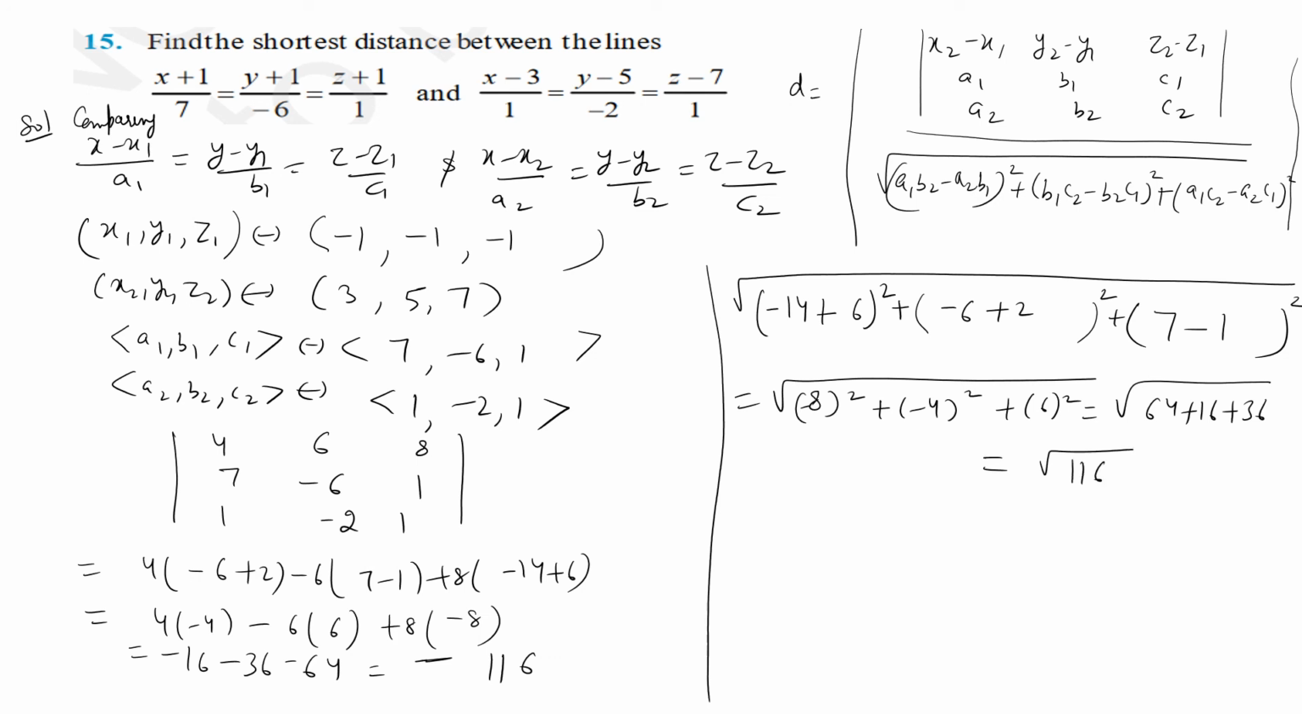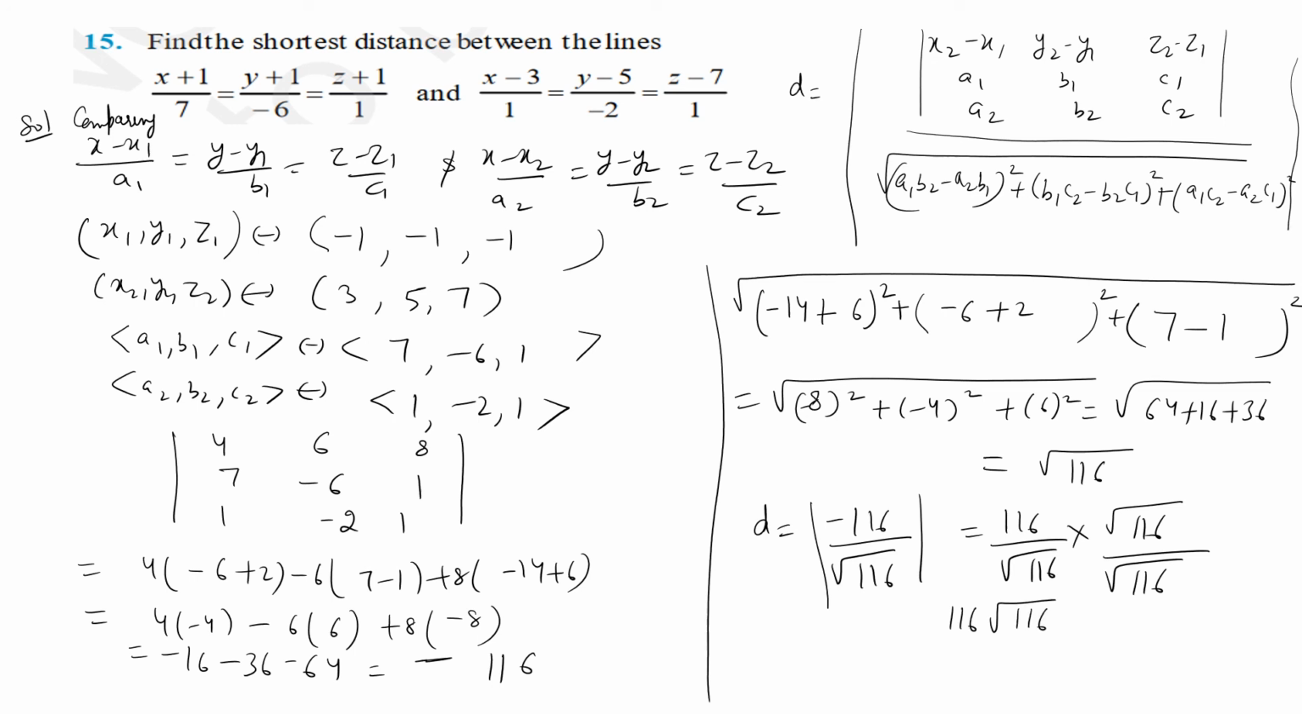So let us check out what the formula gives. D is equal to minus 116 divided by root 116. We just need to consider the magnitude only, so it will be 116 upon root 116. You can rationalize it: this is 116 root 116 over 116, so this is your root 116, which you can write as 2 root 29 units. So this is how we can apply the shortest distance formula using the Cartesian method.